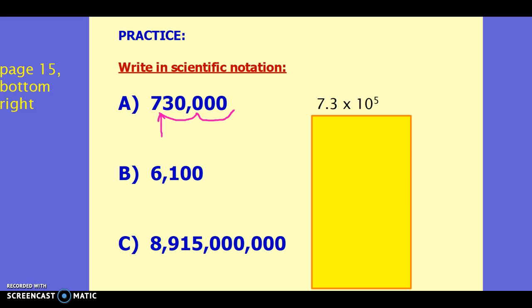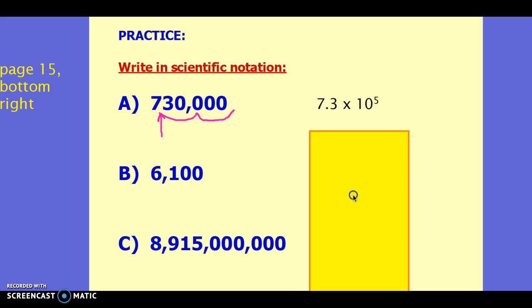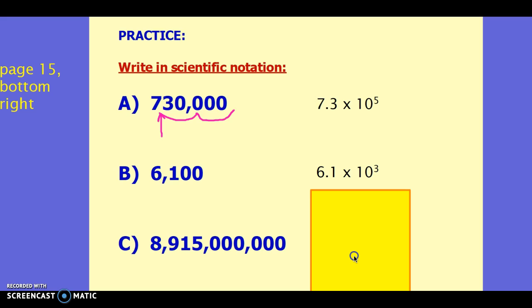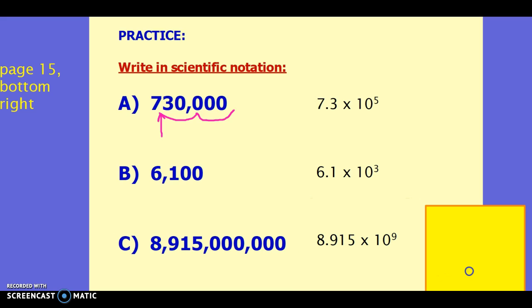All right, well, let's see how you did. The second one, part B, you should have had 6.1 times 10 cubed. And then in the very last one, you should have had 8.915 times 10 to the 9th power, because you had to move the decimal point 9 places, 3, 6, 9, to get to that number in between 1 and 10, 8.915. All right, so that's how you do standard form of scientific notation for larger numbers.